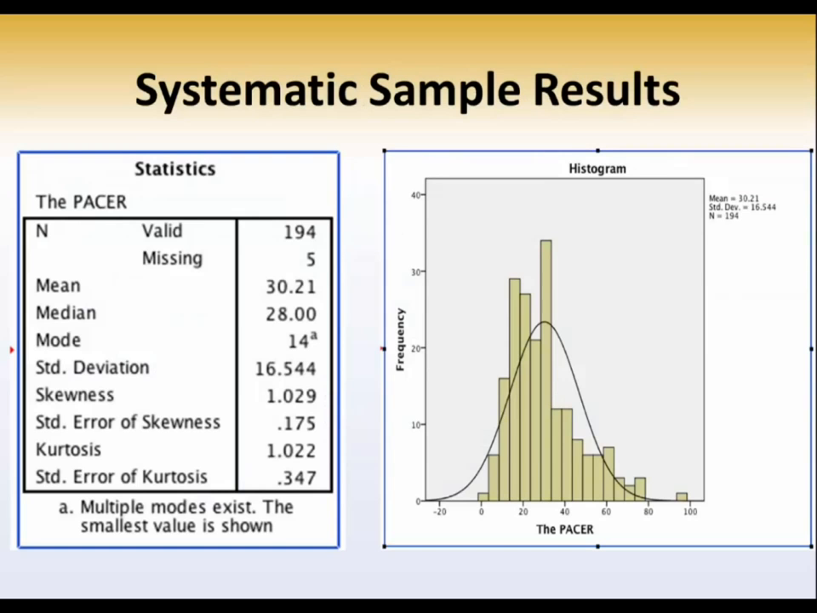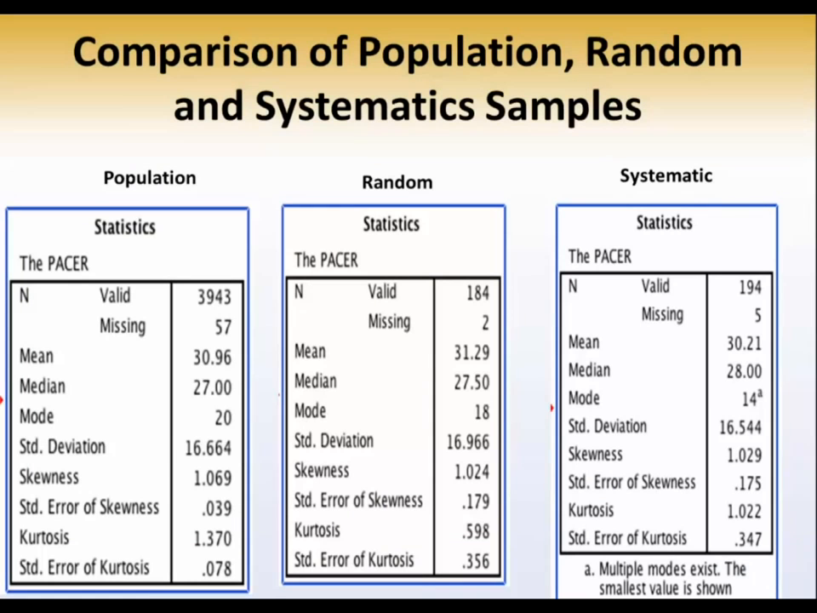We did that here and then calculated the descriptive statistics again. Now we're going to put up all three, population, the random sample, and the systematic sample, and notice that they all again are very close. The means are close, the standard deviations are close, and the skewness and kurtosis are somewhat off, but not too bad. They look fairly similar.